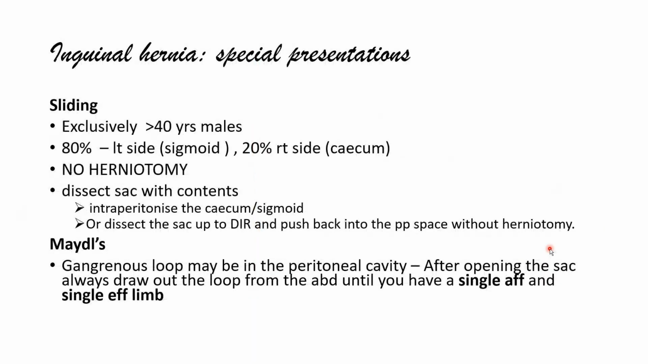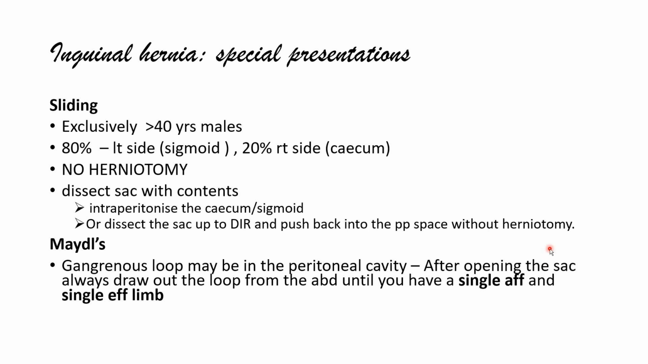What about sliding hernia? Special presentation: sliding hernia occurs exclusively in males more than 40 years. 80% are on the left side where you find a sigmoid, right side 20%. No herniotomy to be done. Remember that, please, for God's sake, do not do herniotomy in sliding hernia. If you do herniotomy in sliding hernia, you're going to tie what? The sigmoid colon, or you're going to tie the ascending colon.